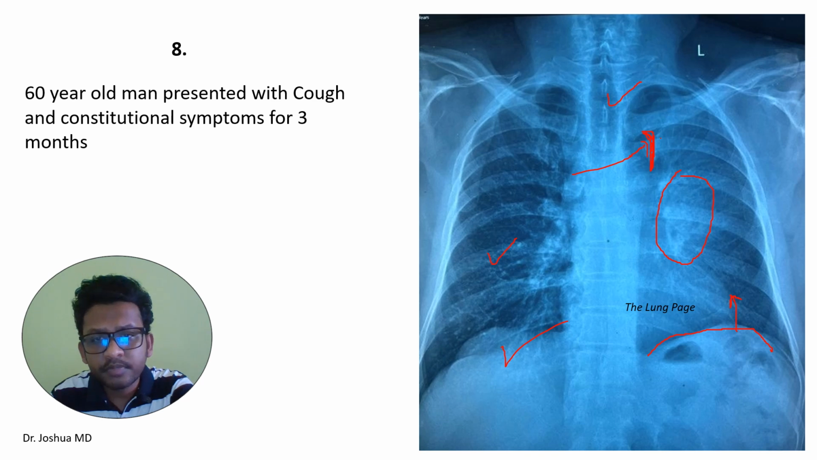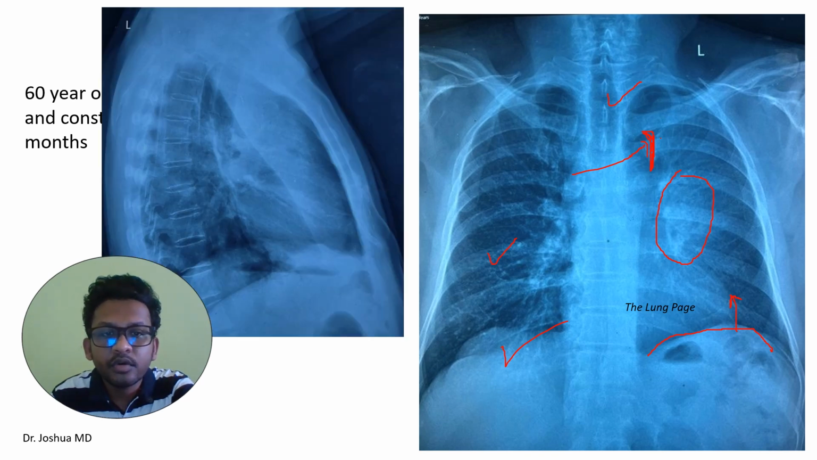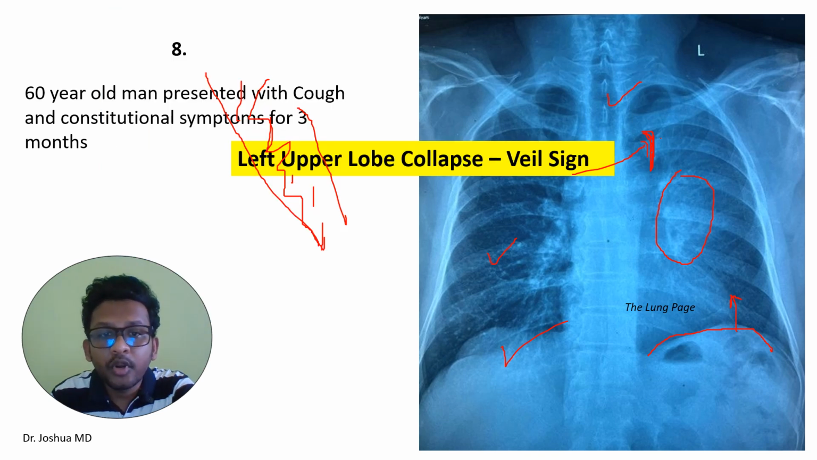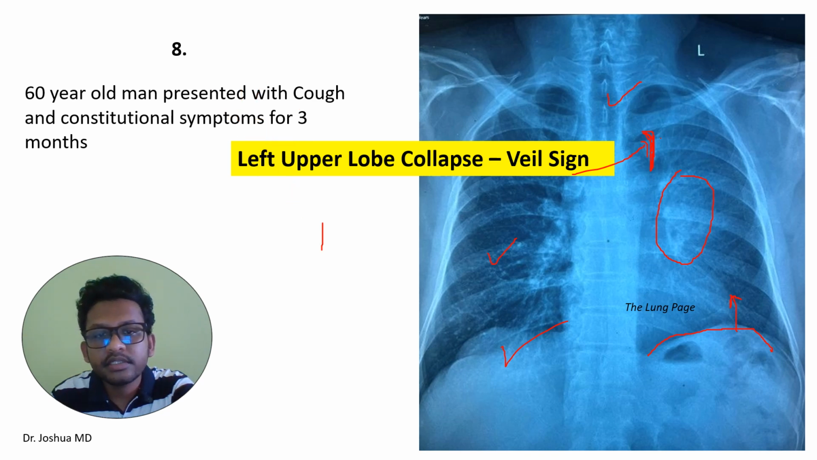So when you suspect this type of chest X-ray, you have to do the lateral view. In the lateral view there is a patchy opacity. Always remember the retrosternal space should be hyperlucent, so black. Here you can see this prominent mark, a prominent white area. So this is called left upper lobe collapse, the veil sign. Okay, now you clearly understand.